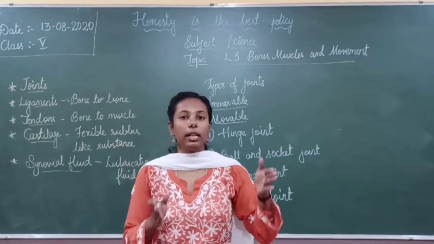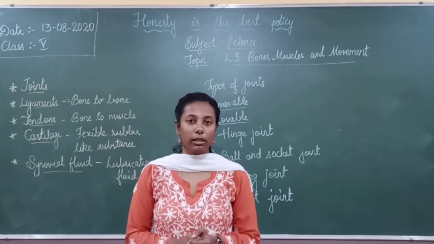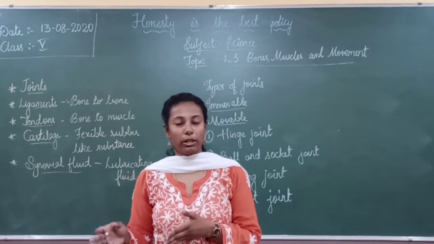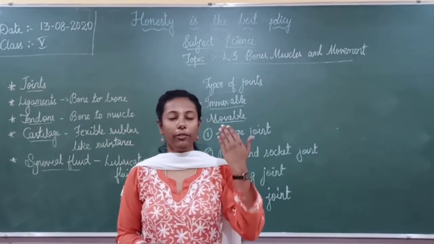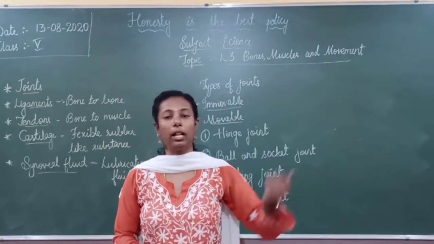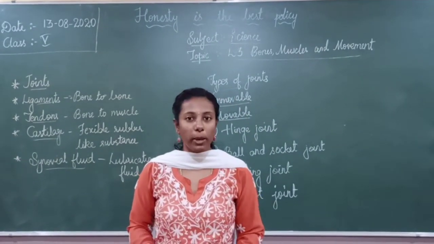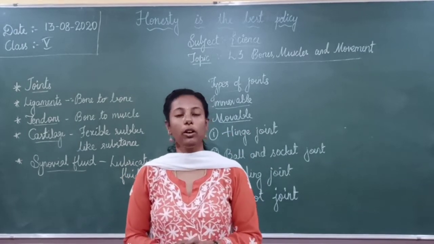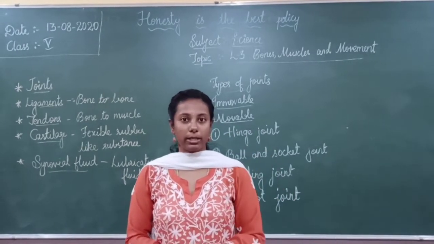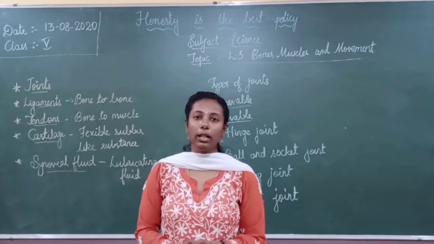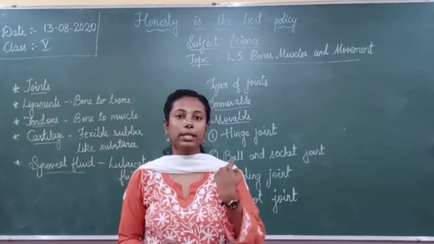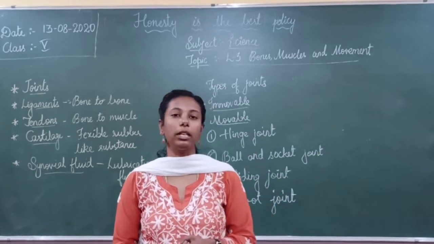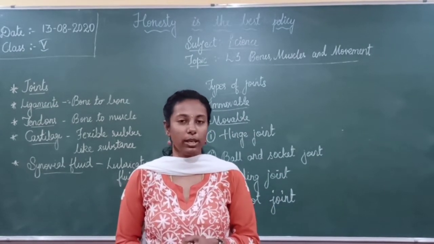We studied that we divide the skeleton into two parts, axial and appendicular. Under axial we have our skull, then the rib cage, then our back, that is the backbone or vertebrae. The whole skull is made up of face bones as well as the cranium, a total of 22 bones.